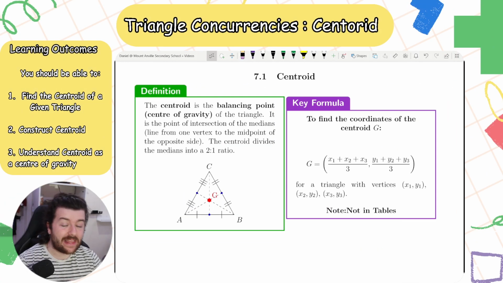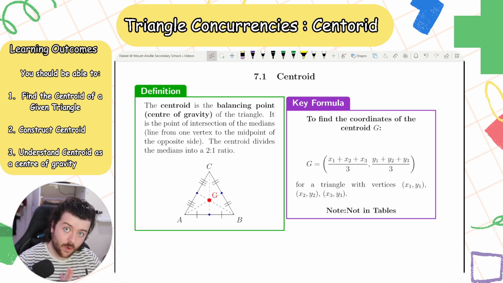Hi everyone. Okay, so in this video we are learning about triangle concurrencies or triangle centers, right? A triangle usually has three centers: the centroid, the orthocenter, and the circumcenter. In the next three videos I will be going over those three centers. In this video we are learning about the centroid of a triangle.